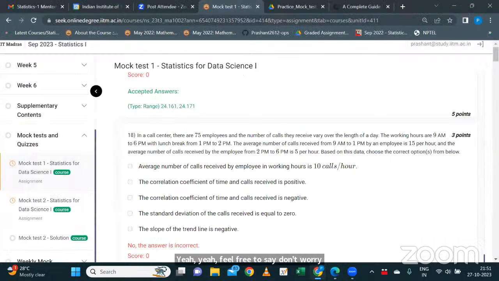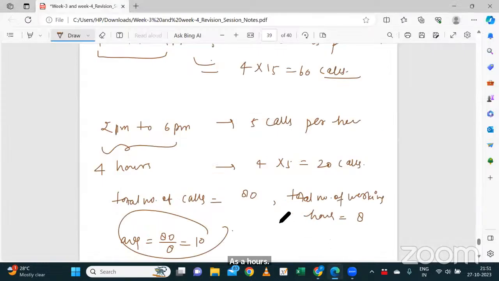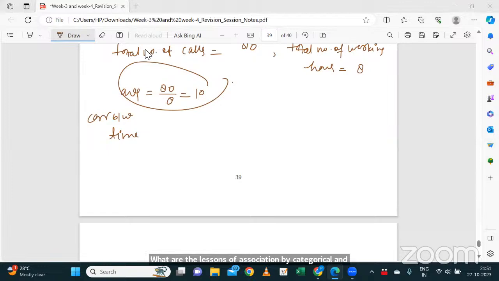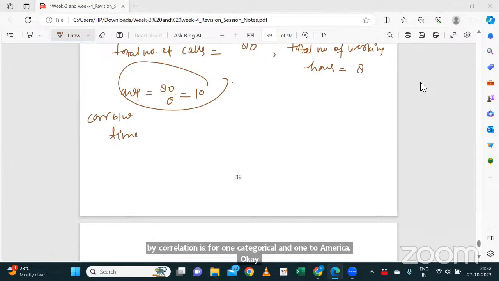Okay. So the next option says the correlation coefficient of time and calls received is positive. Whether it's correct or not? Not. Why? Correlation coefficient is the association between two numerical variables. Point biserial correlation is for one categorical and one numerical variable.